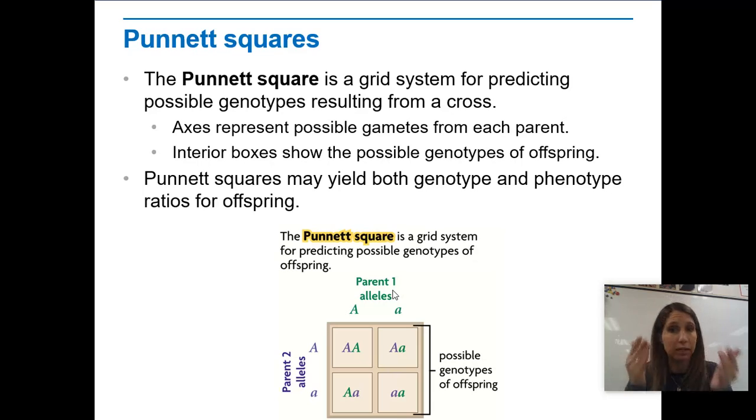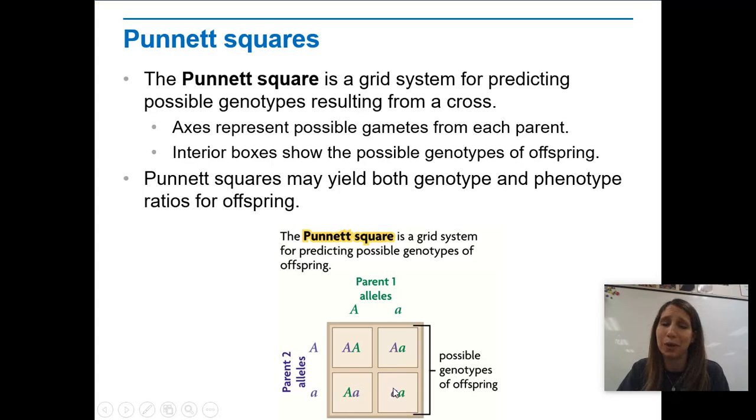We can directly read off genotype. Like I can say this organism here is big A, big A, they are homozygous dominant. I can look at this one here and say this is big A, little a, or heterozygous. Same for this organism here, and same for this one right here, little a, little a.